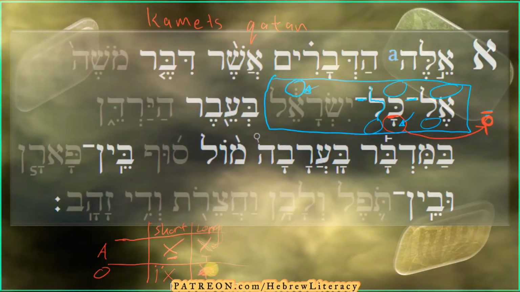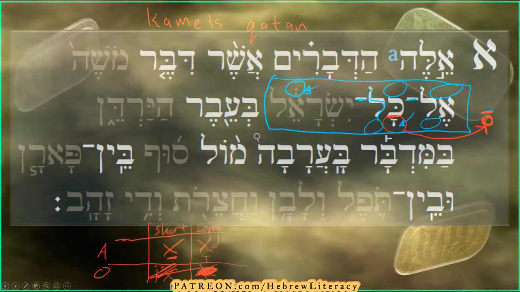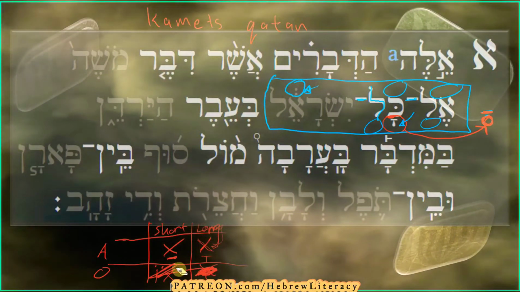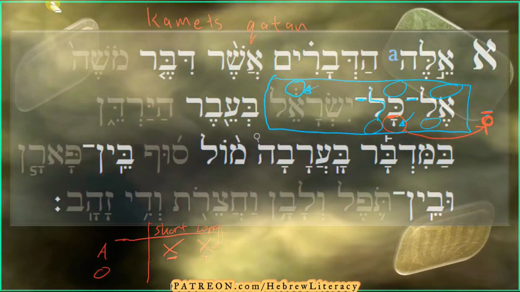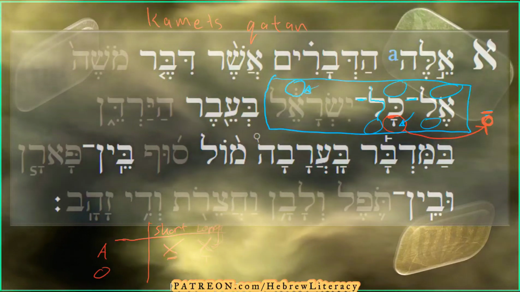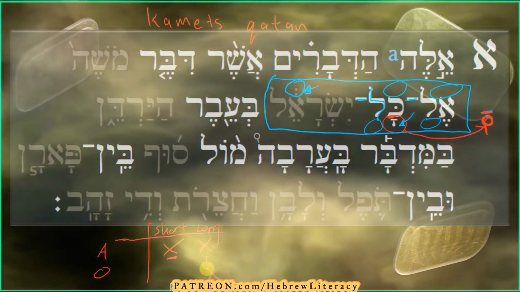And I'm sorry, I shouldn't have written it over here as long. I got these backwards here. Let me erase that. Hold on, let me fix that. That might be confusing. I wrote them in the wrong columns. Okay. So for the O class vowels, the long vowel is the cholim.